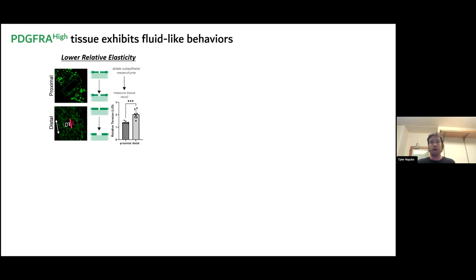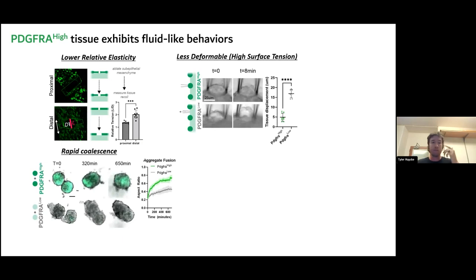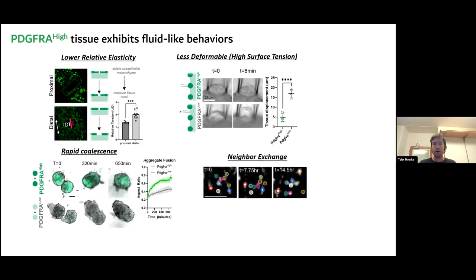So for example, the PDGFRA high mesenchyme has lower elasticity, so it's less solid-like. It has a higher surface tension, as we've tested by micropipette aspiration, as well as the coalescence of isolated aggregates in vitro. And then finally, from our live imaging, we see that there's a high amount of neighbor exchange between the cells as they are aggregating and after they've aggregated.